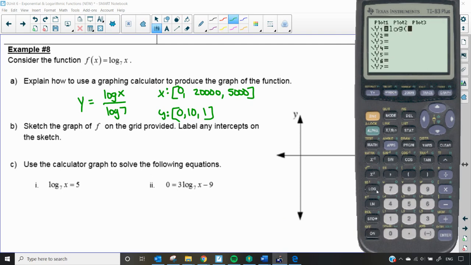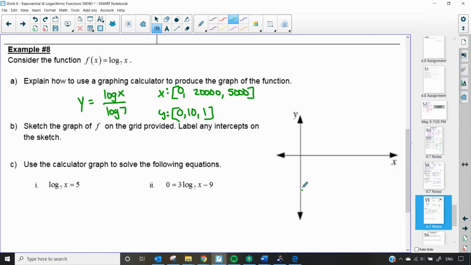So graphing, I'm going to have log of x, divided by log of 7. Again, with older calculators, make sure you're very careful about those brackets. And setting our window settings, we're going to go from 0 to 20,000, by a scale of 5,000. And our y scale will go from 0 to 10 and go up by 1. So looking at our graph, we'll have something like this. And remember, this point here is at 1, 0.